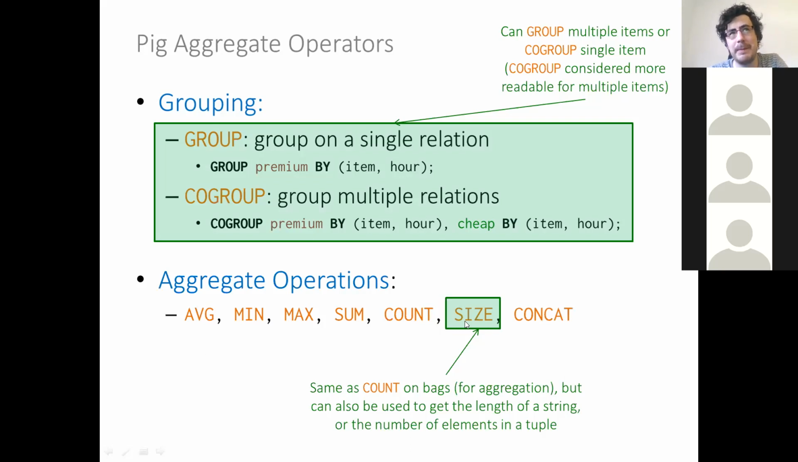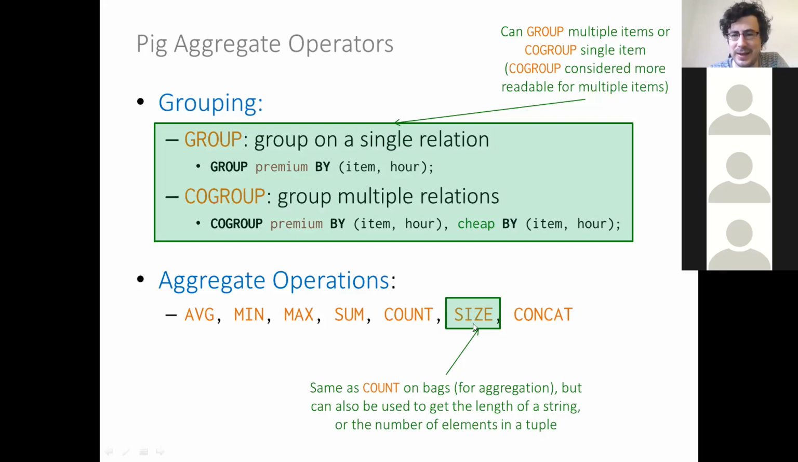If you do a group by, there's no difference, because count will count how many things are in the bag, and size will count how many things are in the bag. The exact same thing. The only difference is that size we can also use as a function, as an operator on other types of elements.